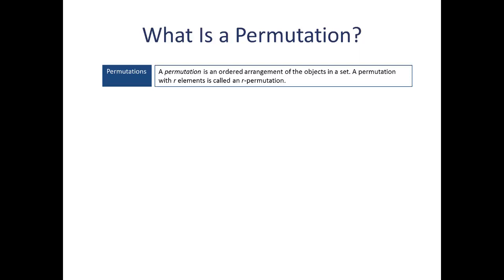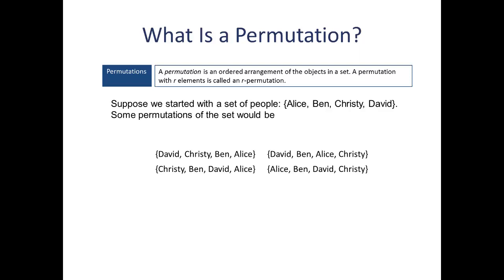If you're familiar with the multiplication rule from combinatorics, then you've already seen examples of permutations. But we've made it to the point where we need a formal definition before we can continue moving forward. So a permutation is an ordered arrangement of the objects in a set. And a permutation with r elements is called an r-permutation. Okay, so what does that mean? Well, let's look at an example.